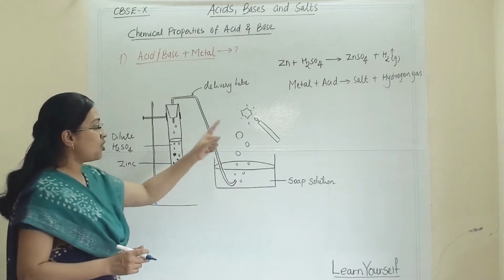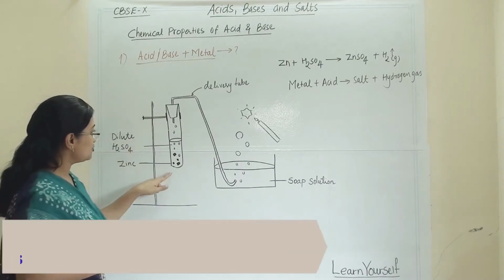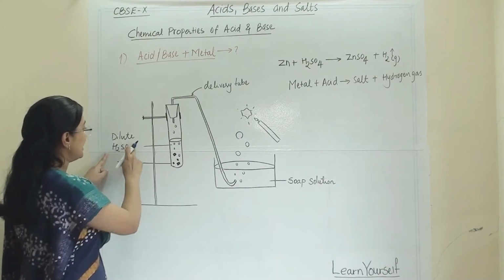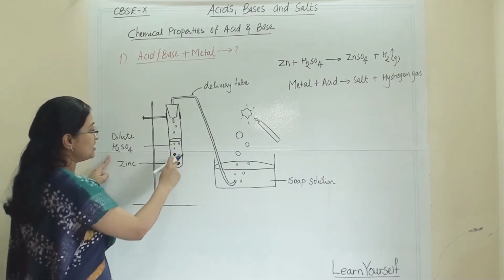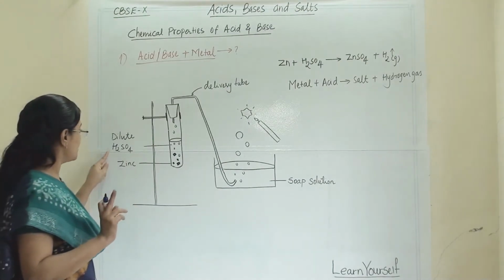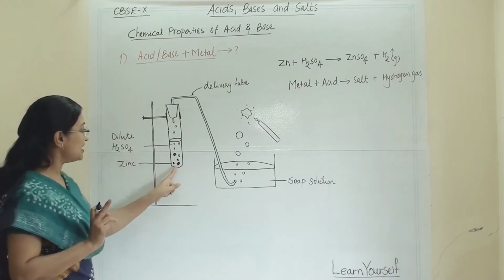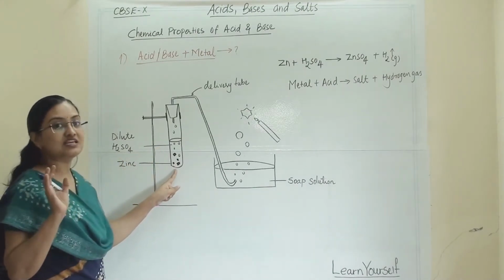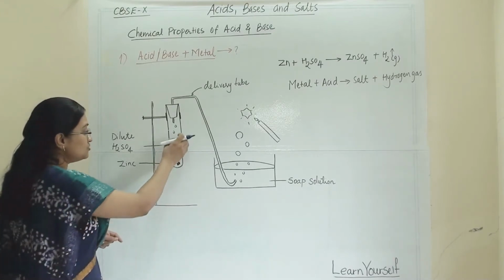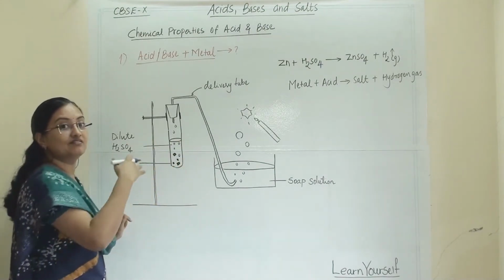Here a small experiment we are going to perform. This is a test tube, and this is my test tube holder. I have added dilute sulfuric acid, H2SO4, into this test tube. Now into that I have added some zinc granules. As I add a zinc granule into this test tube, small bubbling will start instantly.